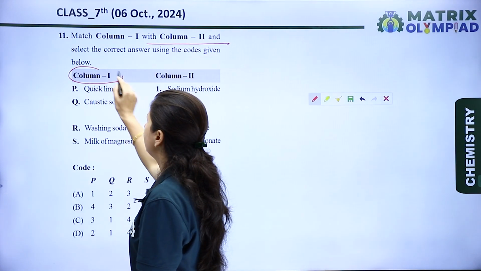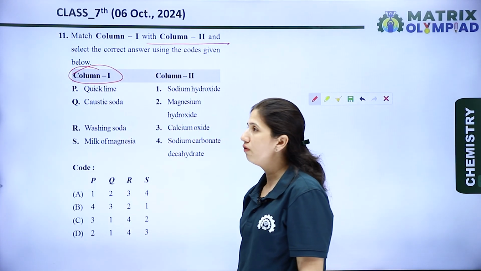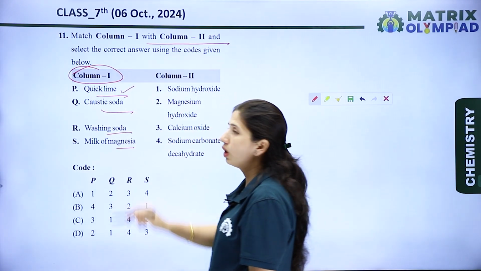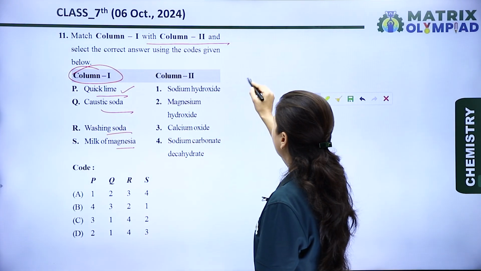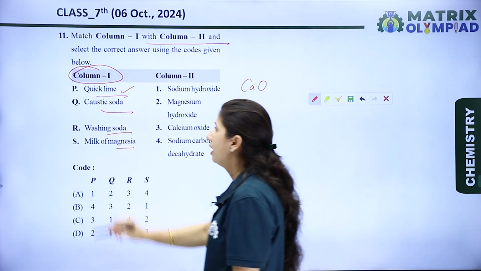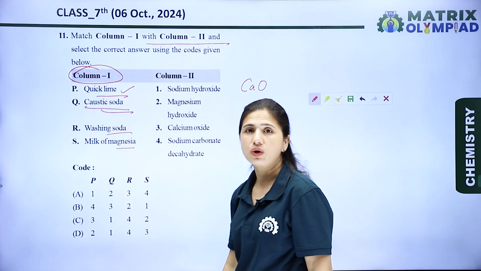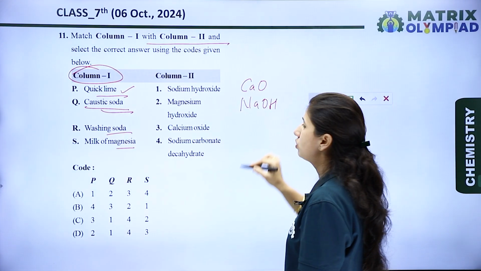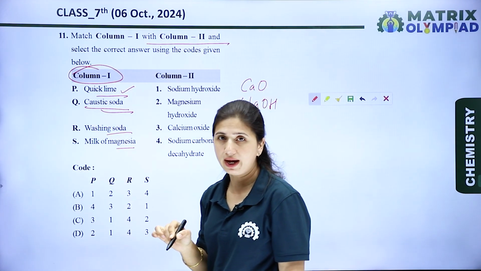Okay, now let's see column first. In column first, there are different compounds. First is quicklime. The formula of quicklime is CaO, calcium oxide. Now the next is caustic soda. The formula of caustic soda is NaOH, which is also known as sodium hydroxide.